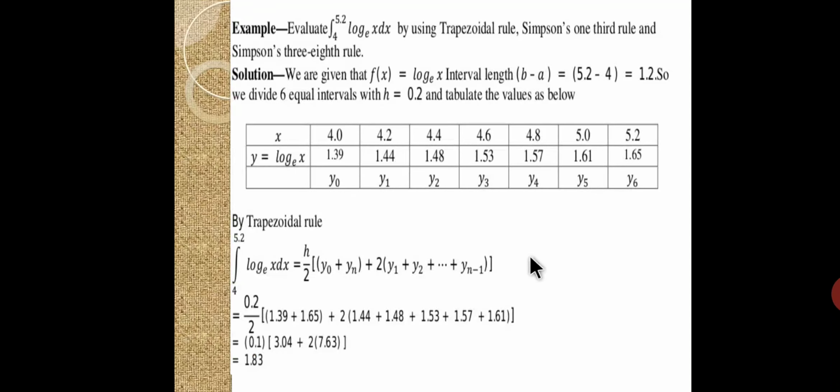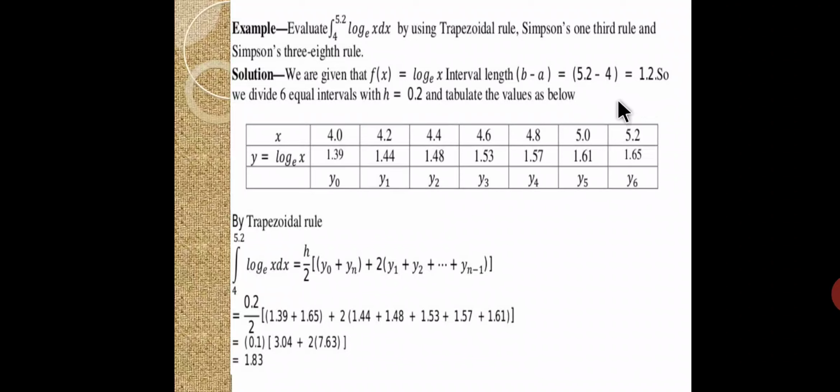So example, evaluate the integral from 4 to 5.2 of log x dx by using the trapezoidal rule, Simpson's 1/3 rule and Simpson's 3/8 rule. So now we apply three rules for this given function. Here the initial value a is equal to 4 and b is equal to 5.2. So the interval difference, the length of the interval, is 1.2.